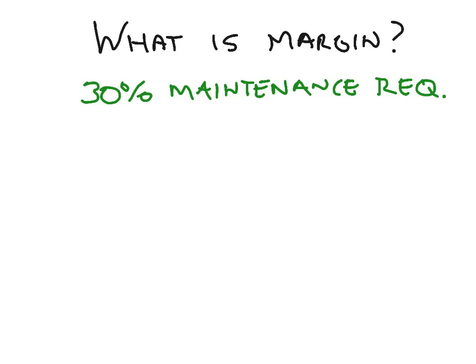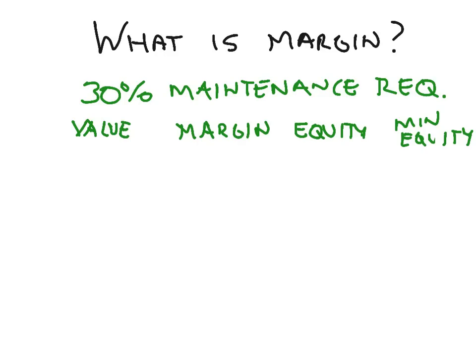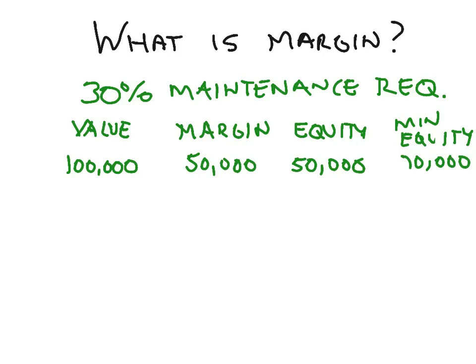So let me explain how this works. When you start out, your portfolio value is $100,000, and let's say you take out the maximum, or $50,000. If you just subtract those two, you have an equity of $50,000. And the minimum equity is just 30% of the value of the portfolio, which would be $30,000. So everything looks good right now. You have no problem meeting that minimum equity.